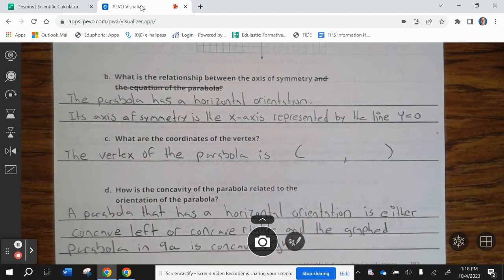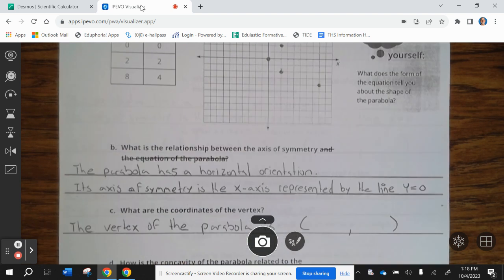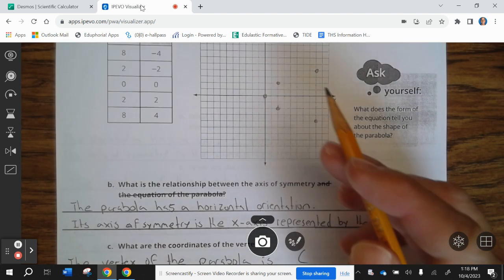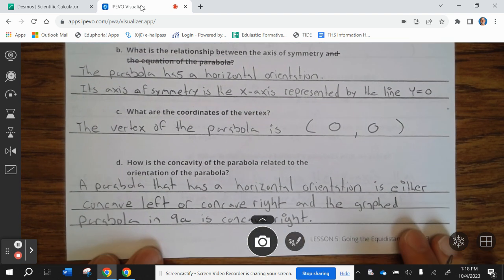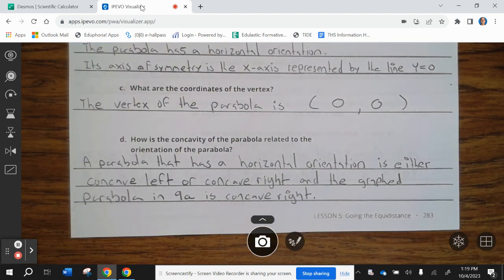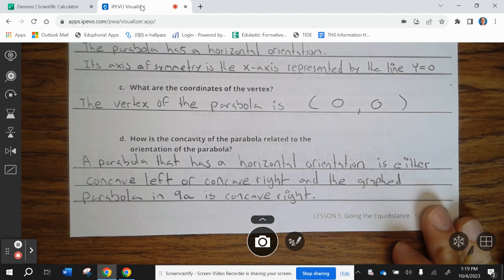What is the relationship between the axis of symmetry? The parabola has a horizontal orientation. Its axis of symmetry is the x-axis represented by the line y equals 0. What is the vertex of the parabola? That is that point right there, which is (0, 0). How is the concavity of the parabola related to the orientation of the parabola? A parabola that has a horizontal orientation is either concave left or concave right, and the graph of the parabola is concave right. All right, let's take a look at the next page.